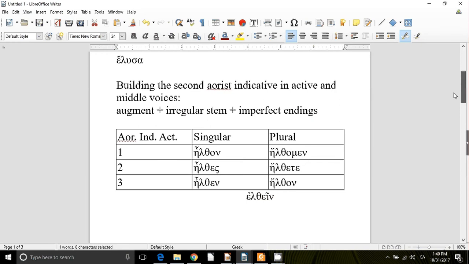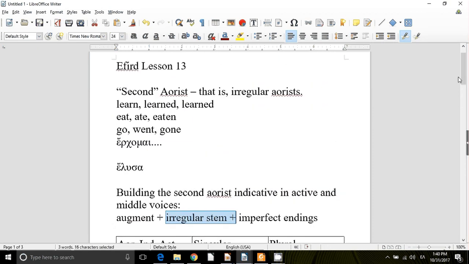So there's no new forms, as it were. I mean, you know these endings already, but you need to make a card, I think probably, that has this information on here. How do you form the second aorist? That it's augment plus the irregular stem plus the imperfect ending. How am I going to know the irregular stem? Well, how do you know the irregular stem for go, went, and gone, right? Somebody had to tell you.